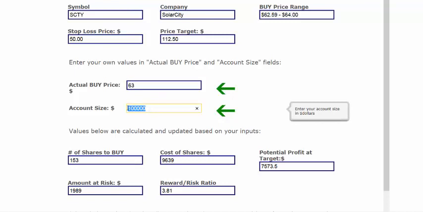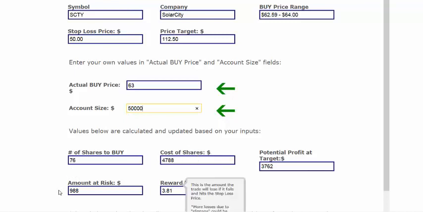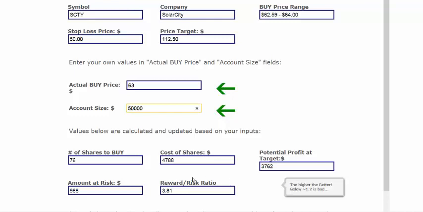I can change the account size. You can put in whatever your trading account size is. So I made it $50,000, and now it's 76 shares to buy, and the amount at risk is 988, less than 1,000. Right? 2% of 50,000 is $1,000. It's always 2% of the actual trading account size. So that's really how it works. You manipulate these two values, the actual price you're getting in and your account size, and it tells you how many shares to buy to follow the risk management guidelines that I'm following and I recommend everyone follow as well.